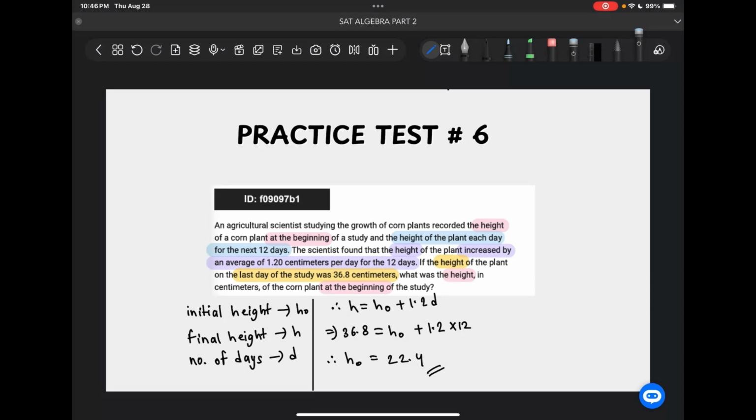So one tip, read the entire question, and then you're going to dissect the question bit by bit.